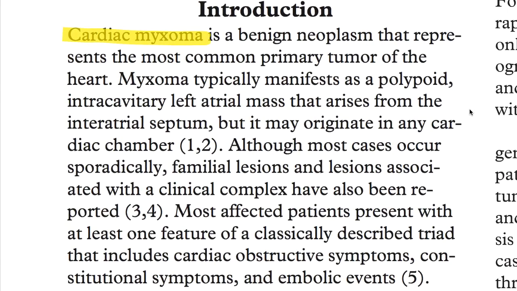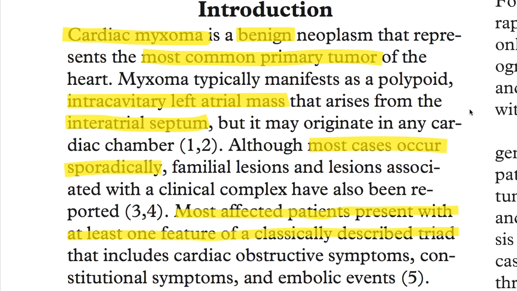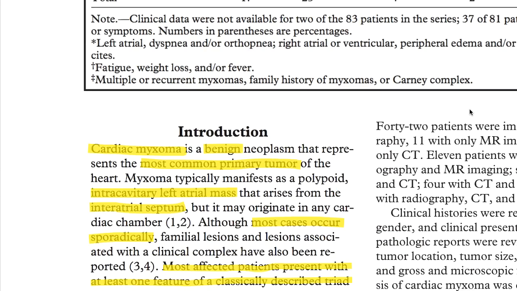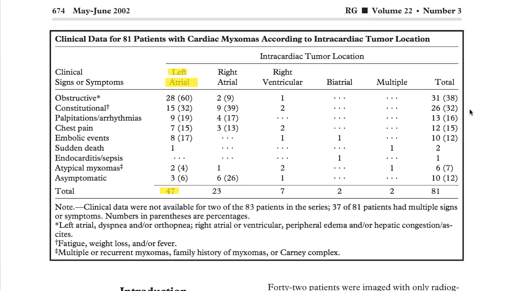So cardiac myxoma is a benign neoplasm, and this is the most common benign primary tumor of the heart. So it's typically found as an intracavitary left atrial mass that arises from the interatrial septum, but it can come from any cardiac chamber. Most cases occur sporadically. Most affected patients present with at least one feature of a classically described triad, which includes obstructive symptoms, constitutional symptoms, and embolic events. If we look at the tumor location for this series, a little more than half of these were left atrial. Most of the rest of them were right atrial, but then we see other chambers were also involved, and I'll show you an example of that.